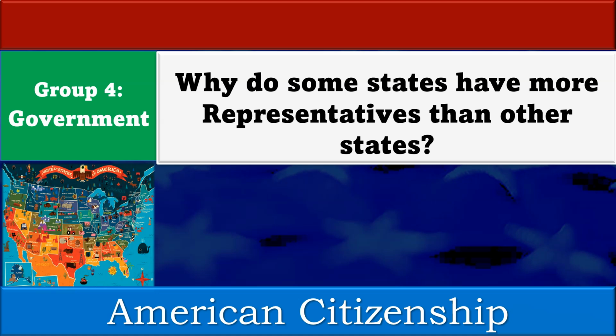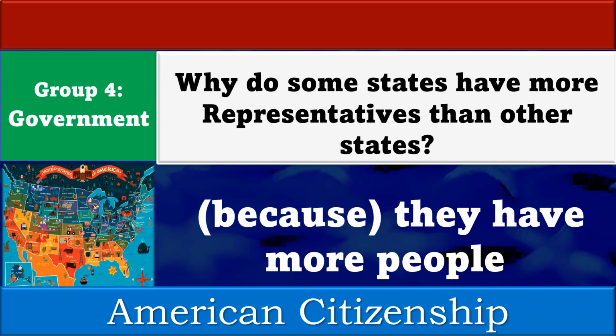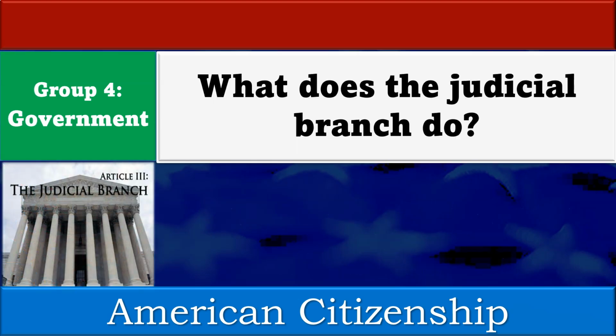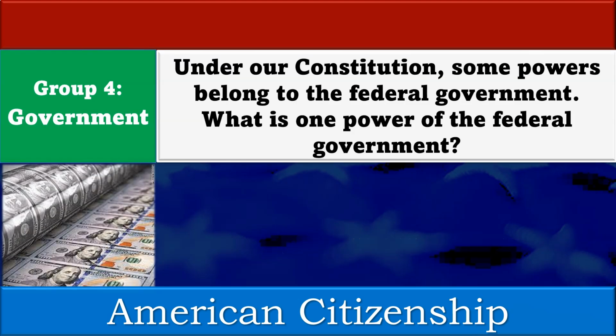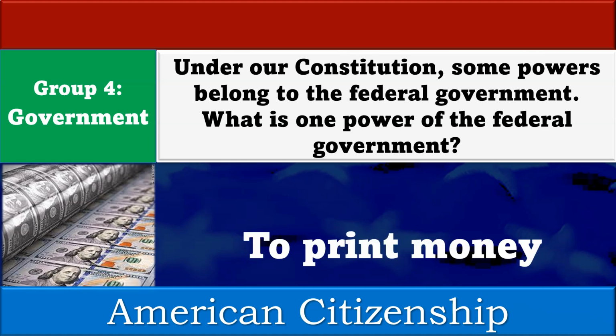Why do some states have more representatives than other states? Because they have more people. What does the judicial branch do? Reviews laws. Under our Constitution, some powers belong to the federal government. What is one power of the federal government? To print money.